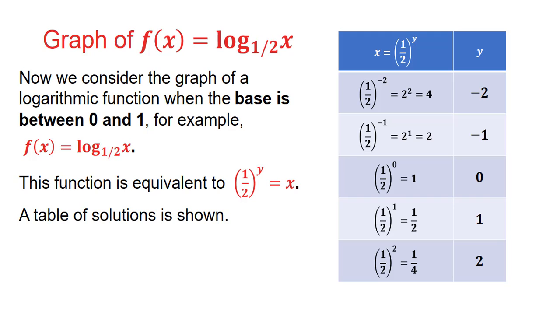And when we input -2, 1/2 to the -2, remember with a negative exponent I have to take the reciprocal of my base. So this becomes 2 squared, or 4. 1/2 to the -1 is 2 to the 1, or 2. 1/2 to the 0 is 1. 1/2 to the 1 is 1/2. And 1/2 squared is 1/4. So in this case, I would be plotting the points (4, -2), (2, -1), (1, 0), (1/2, 1), and (1/4, 2).